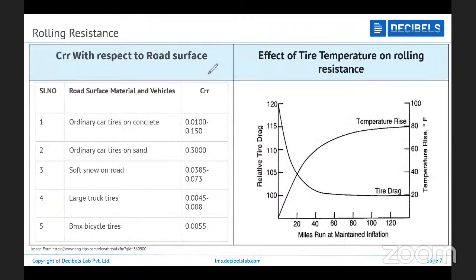And you might be dealing with the CRR, the coefficient of rolling resistance.